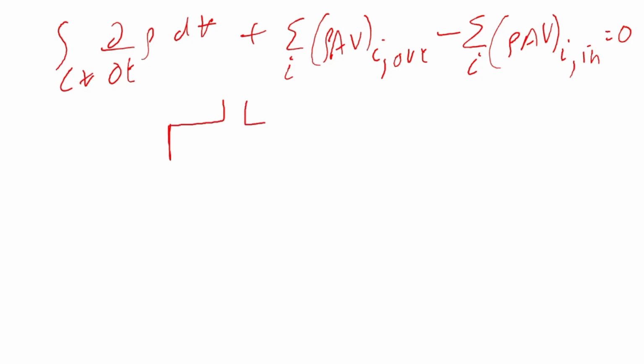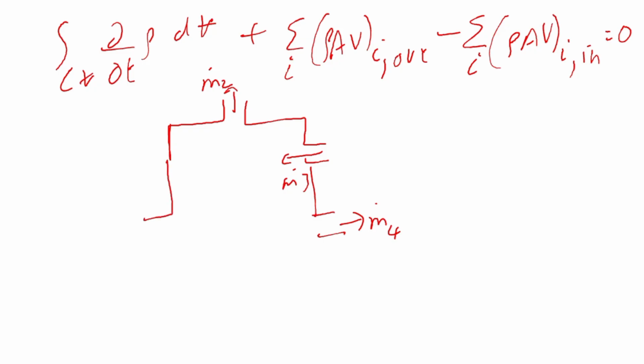So let's see an example. You have a container and now you have multiple inlets and outlets, right? Essentially, let's say you have mass flux m dot 2 coming out from here, you have m dot 3 actually entering the container, you have another one, m dot 4 coming out, and some mass flux coming in, right?